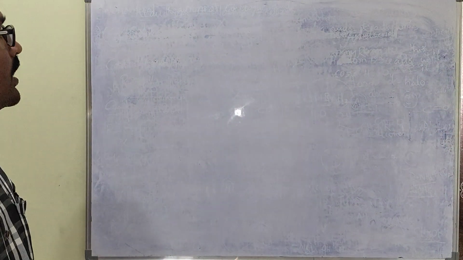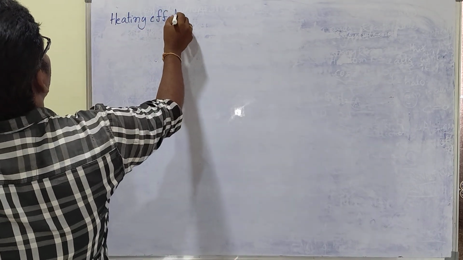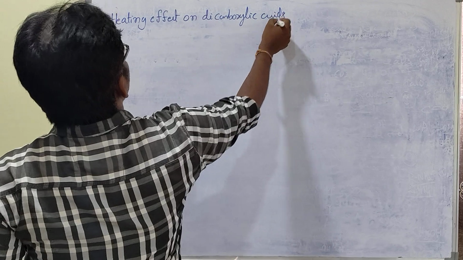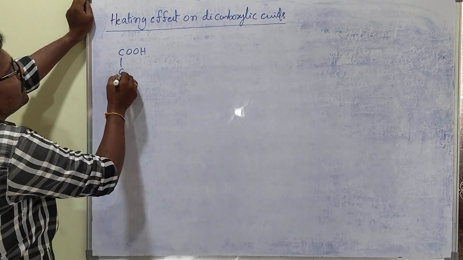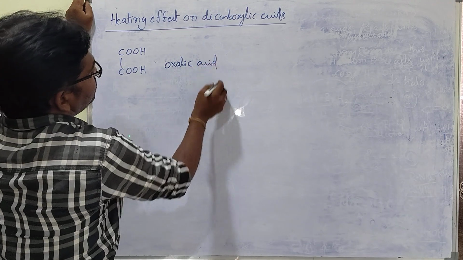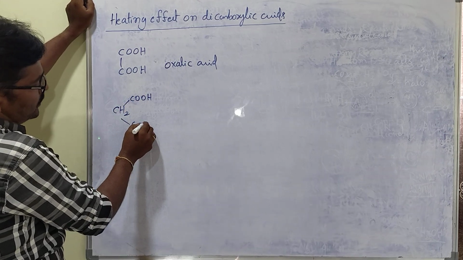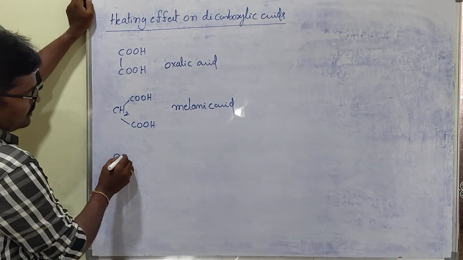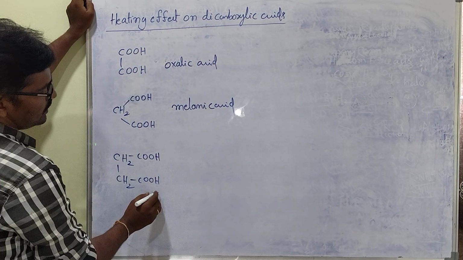Heating effect on dicarboxylic acids. Sir, the first dicarboxylic acid, COOH-COOH, we call oxalic acid. The next, CH2(COOH)2, is malonic acid. Then CH2-CH2-COOH-COOH is succinic acid.